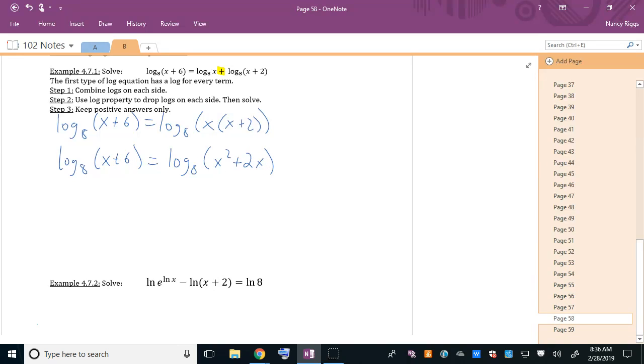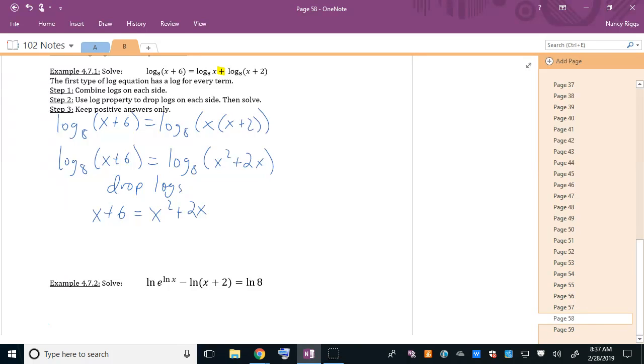Now, if I've done this type of problem correctly, I have a single log on both sides. They have the same base, so I am allowed to drop those logs. And I will get x plus 6 is x squared plus 2x. Now at this point, every problem will be a little different, but it should be a problem that we know how to solve. Since this is a quadratic, let's get everything on one side.